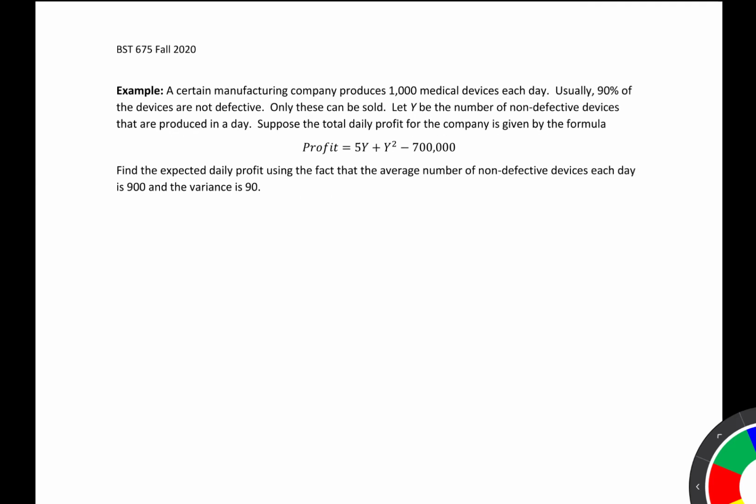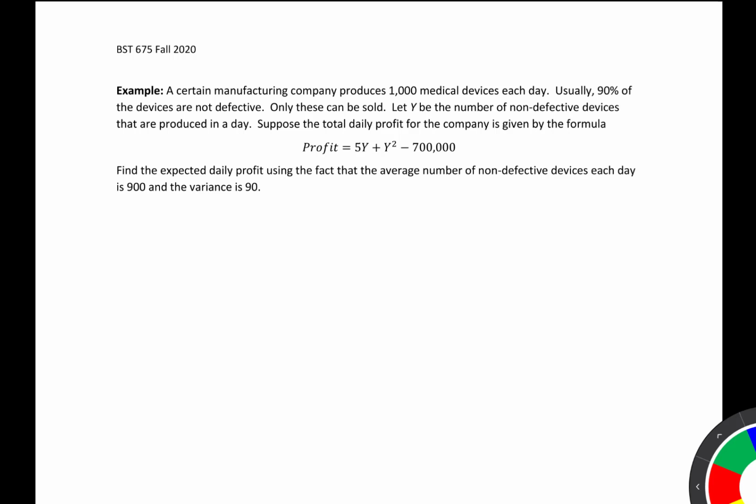A certain manufacturing company produces 1,000 medical devices each day. Usually 90% of the devices are not defective. Only these can be sold. Let Y be the number of non-defective devices that are produced in a day, and suppose the total daily profit for the company is given by this formula. Notice that this is a formula which is a function of the random variable Y.